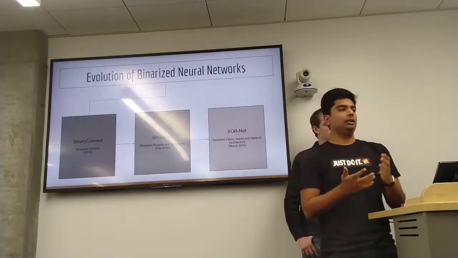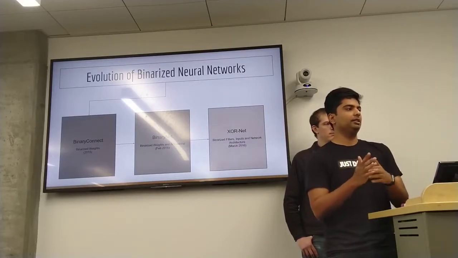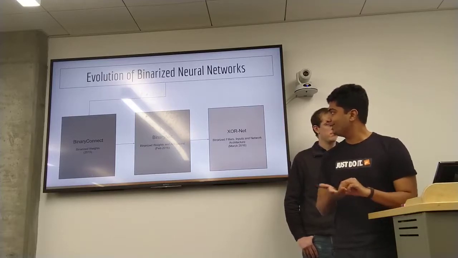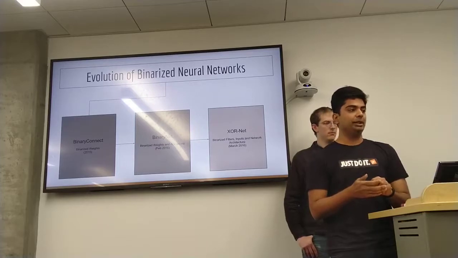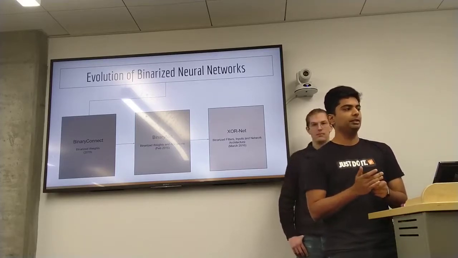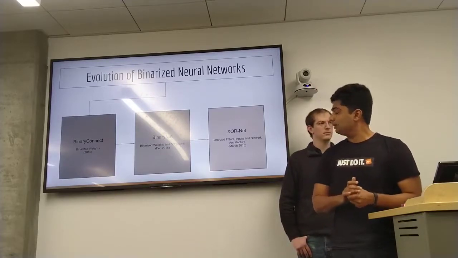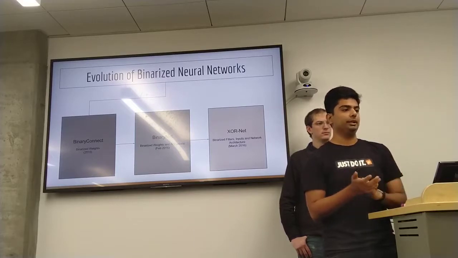The evolution of binarized neural networks, as I have mapped it, has been through three main papers. One is BinaryConnect, which came out in 2015, where they binarized only the weights. The second was BinaryNet, which came out in February 2016, where they binarized the weights and the activations. And then the last one is the XNOR-Net, where they binarized basically everything.